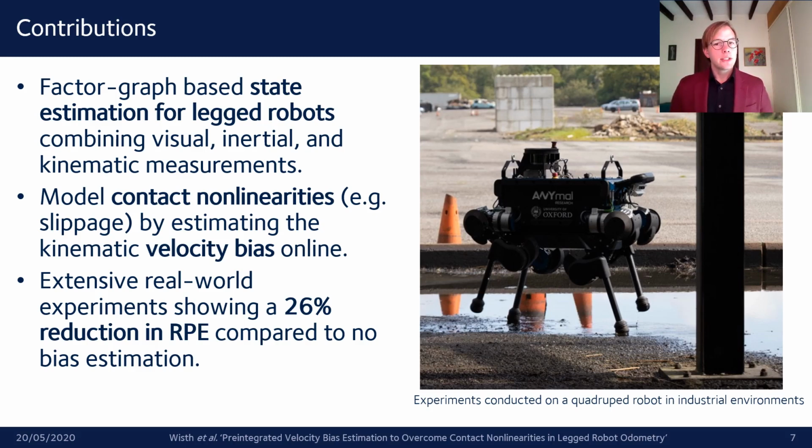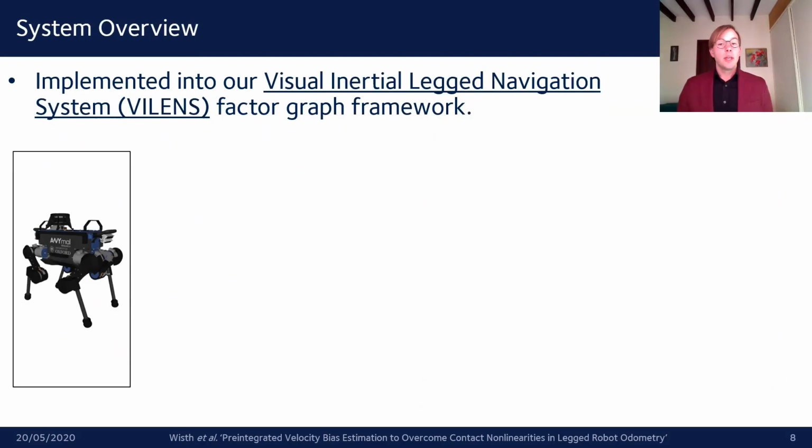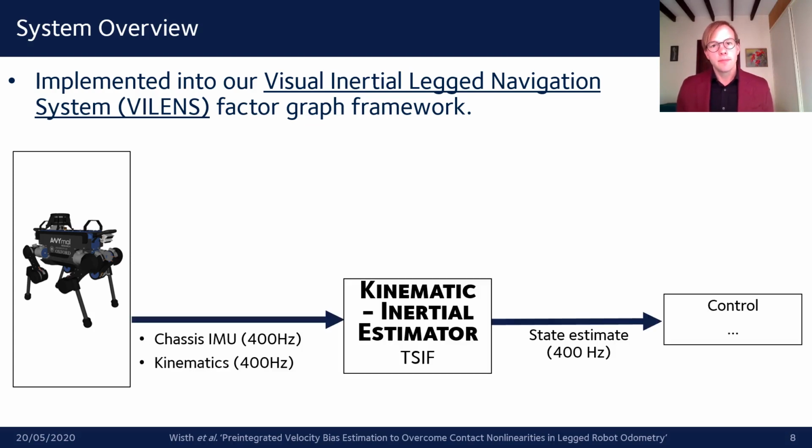And we show through extensive experimental evaluation a 26% reduction in relative pose error compared to the baseline of no bias estimation. We implement our proposed method into our existing framework entitled VILENS, which stands for Visual Inertial Legged Navigation System. To give some context, I'll provide a brief system overview of the state estimation on the ANYmal robot.